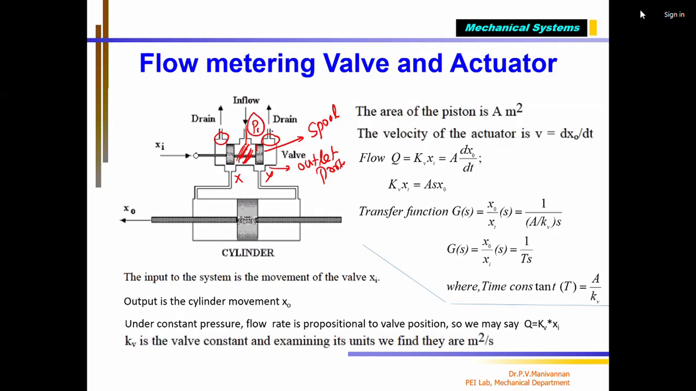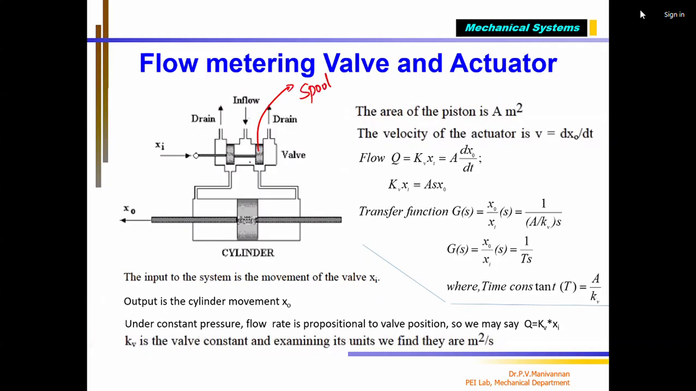I can say P1. These are called P2 and P3. These 2 are the drain ports, and this is called the inlet port. P2 and P3 are drain ports, and P1 is the inlet port of the valve. There are 2 outlet ports I call X and Y, and these outlet ports are connected to ports, for example A and B, of the power cylinder. Now, as I told you, this is called the spool.